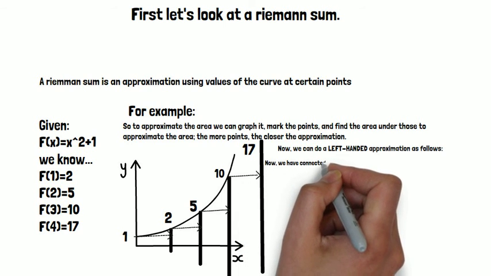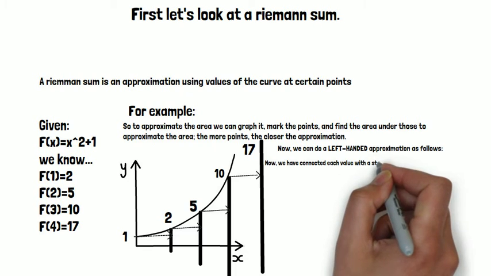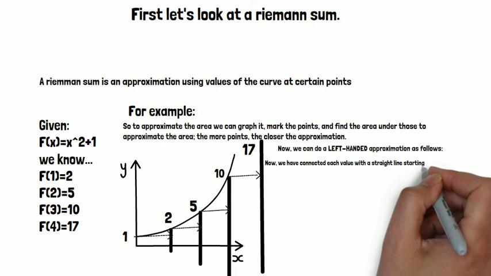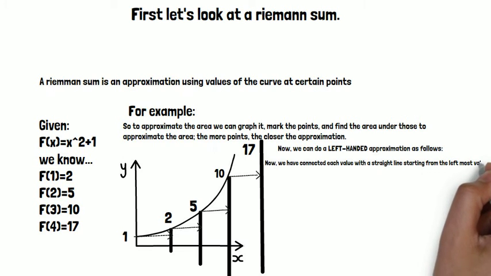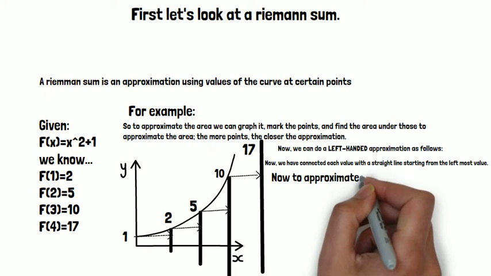Then what we're going to do is find the area under each of those rectangles. So let's say we wanted to find the area under the first rectangle. Well, we know the height of the rectangle is 1, and we know the distance from f of 0 to f of 1 on the x-axis is 1. So the area of that rectangle is 1 times 1.